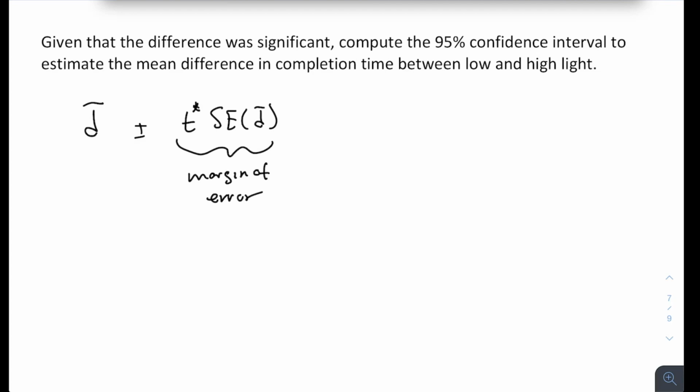Our estimate for the difference was 7.9. In our sample, on average, the high and low light differed by 7.9 seconds. Plus or minus our critical value times our standard error, which we calculated was 1.3835. Let's go to table T to find the critical value for 8 degrees of freedom and 95% confidence.